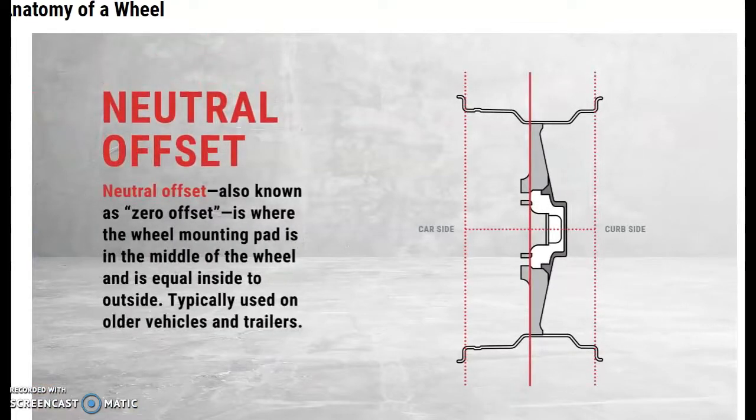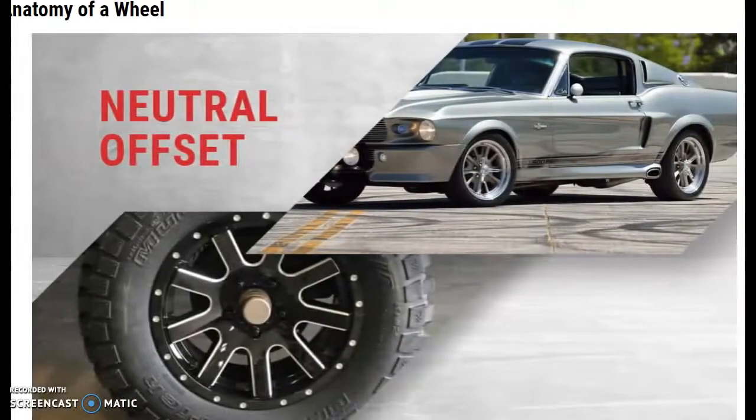Neutral offset, also known as zero offset, is where the wheel mounting pad is in the middle of the wheel and is equal inside to outside, typically used on older vehicles and trailers. In this example, we see 2 typical fitments of a neutral offset.